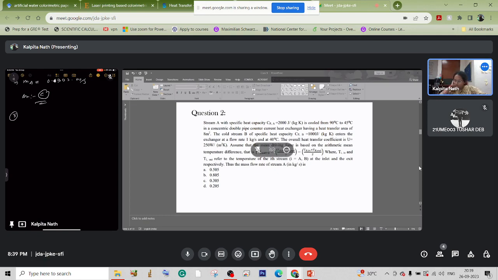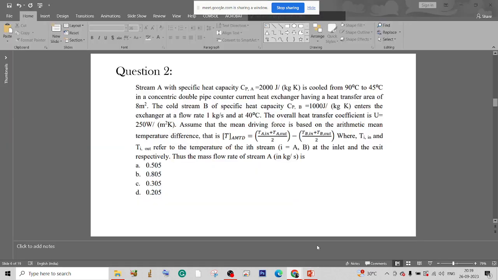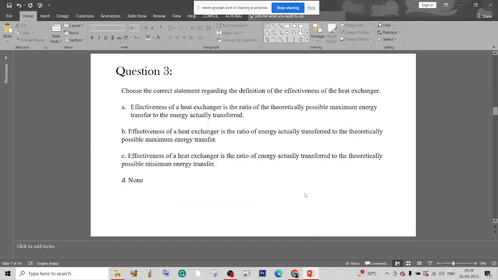Now let us proceed to question number 3. Choose the correct statement regarding the definition of the effectiveness of a heat exchanger. We already know this: the effectiveness of a heat exchanger is Q upon Q max, that is, the actual heat transfer to the maximum heat transfer.